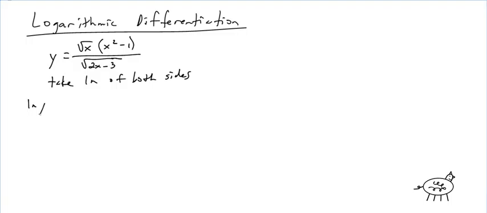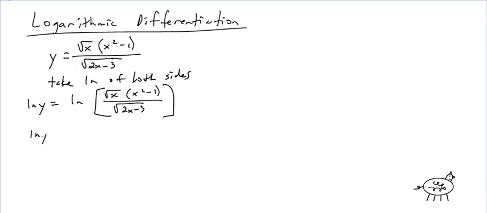So we're going to get ln of y equals ln of the square root of x times x squared minus 1 over the square root of 2x minus 3. Okay, now what can you do with this? Again, I haven't even started taking the derivative yet. I'm just trying to simplify this. Do you guys agree I can use properties of logs here? So basically I have a product and a quotient, right?